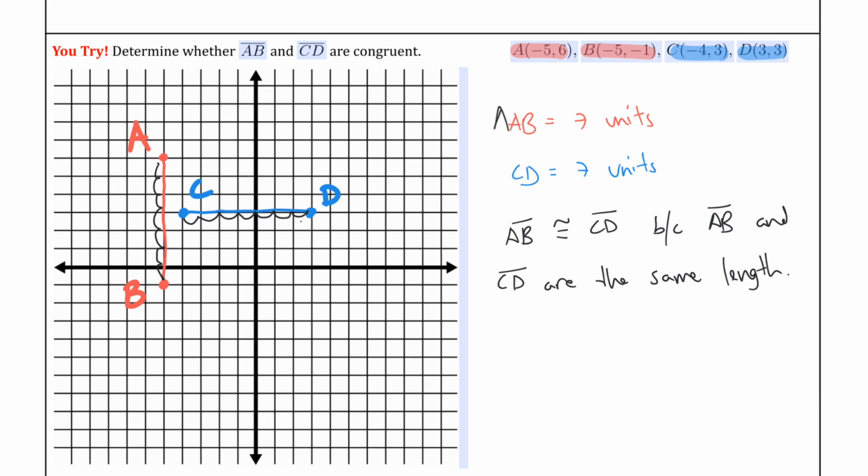Alrighty, go ahead and double check over your answers. The first thing you want to double check to make sure is that your coordinates are properly plotted. If they're not, then when you count them, you might not get the correct length, the correct distance between the 2 points. But after doing that, we quickly count the number of units for AB. Same thing for CD, and we find that they're both equal. And so segment AB is congruent to segment CD. And as always, we provide a reason: because segment AB and segment CD are the same length.